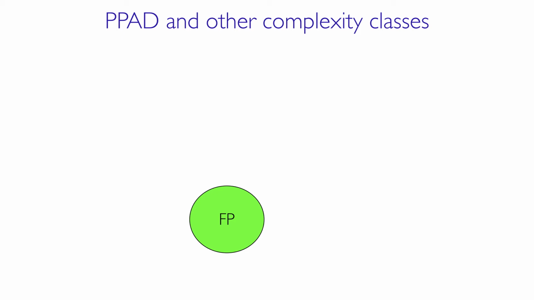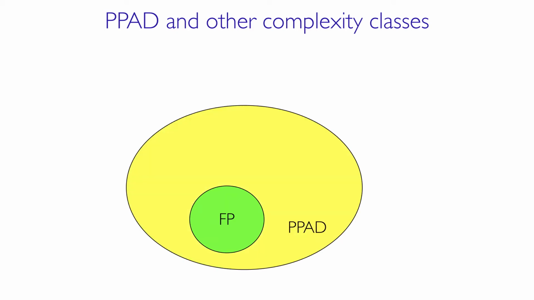What is the relationship between the PPAD class and other classes of search problems? Start with the FP class, the class of polynomially solvable search problems. The PPAD class includes FP, and it is conjectured that the inclusion is strict, and therefore that there are PPAD problems that cannot be solved in polynomial time. This means that the subset of the complete problems of PPAD, that is the hardest ones of that class, is disjoint from the FP class.